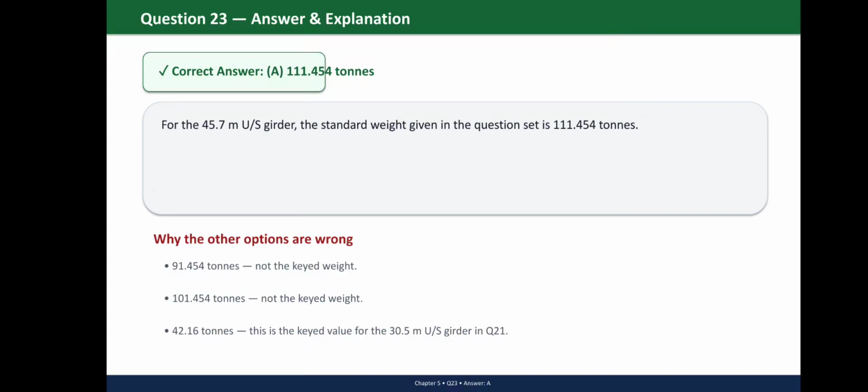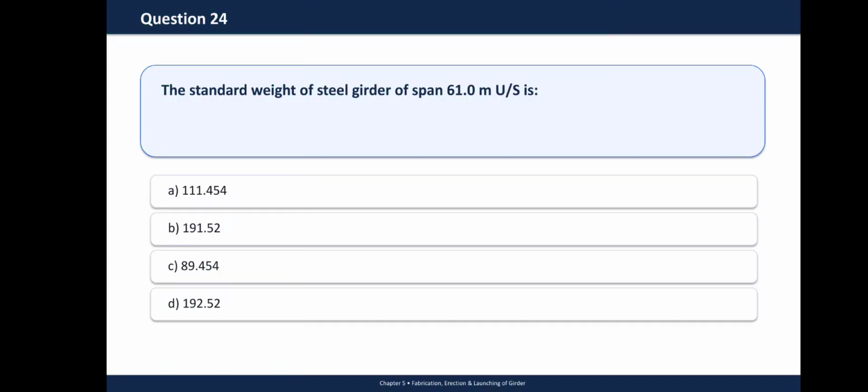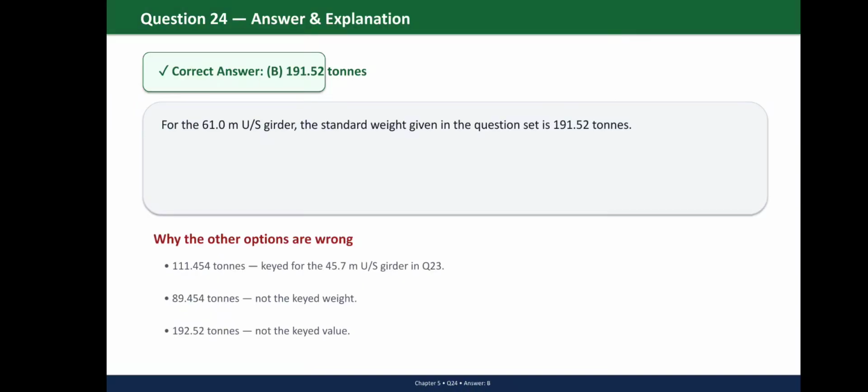Question 24. The standard weight of steel girder of span 61.0 meters US is. Options: A. 111.454, B. 191.52, C. 89.454, D. 192.52. Correct answer is B. 191.52. Explanation. An underslung steel girder spanning 61.0 meters has a total standard weight of 191.52 tons.